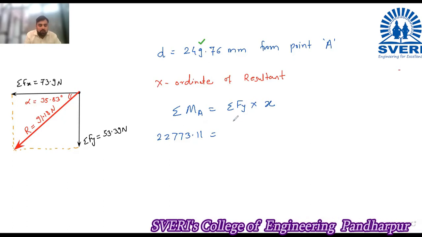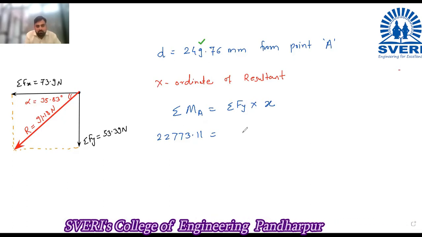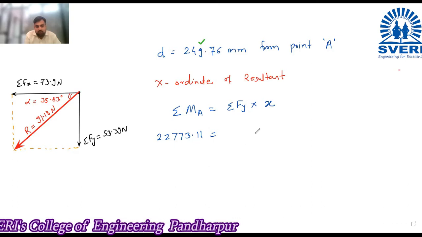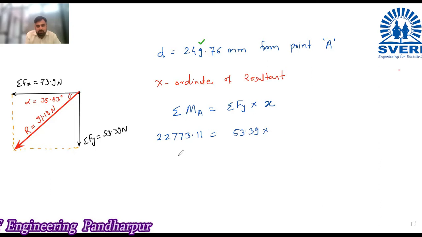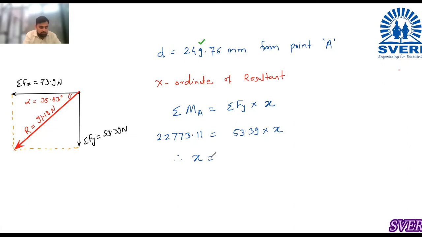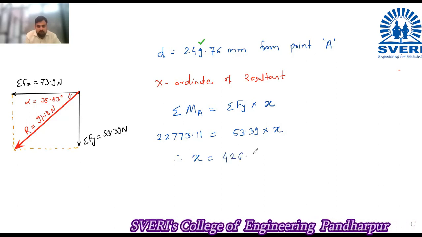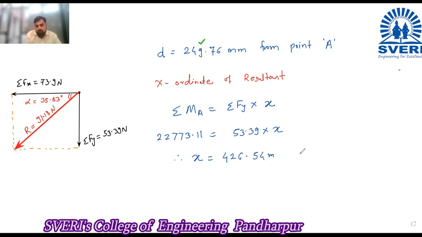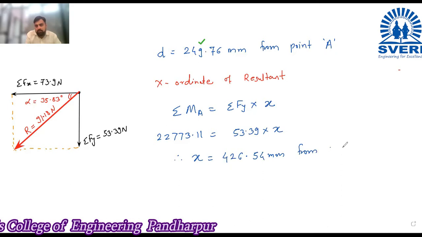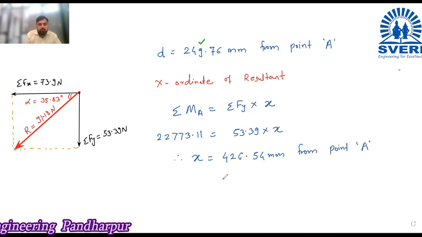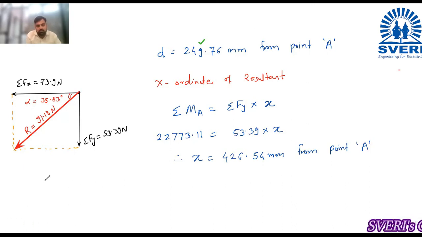Here now, summation Fy. What is the value of summation Fy? Summation Fy is 53.39 into x. So therefore x is equal to 426.54 mm from point A. This is the x ordinate. Now next is the y ordinate.